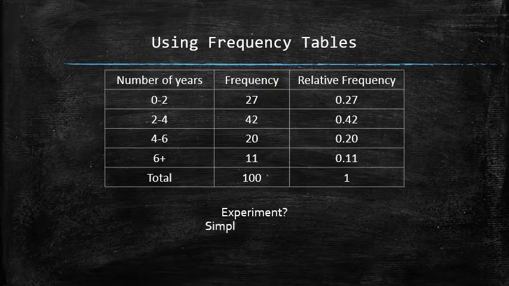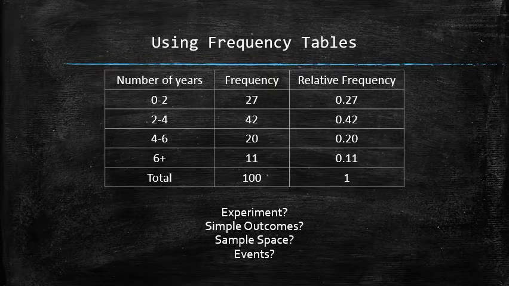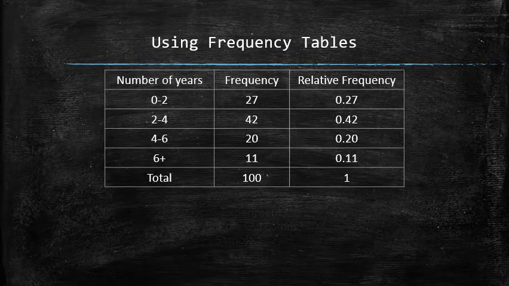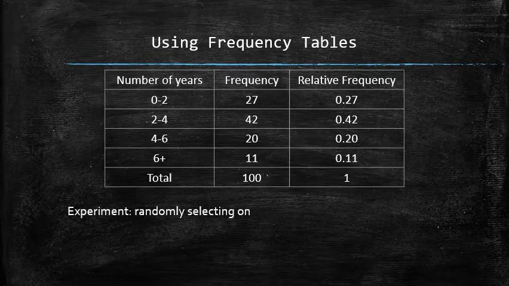What are the simple outcomes? What is the sample space? And what kind of events we can find the probabilities of when such a frequency distribution table is given? First, let's define the experiment. In this case, the experiment consists of randomly selecting one of the 100 students from the sample.